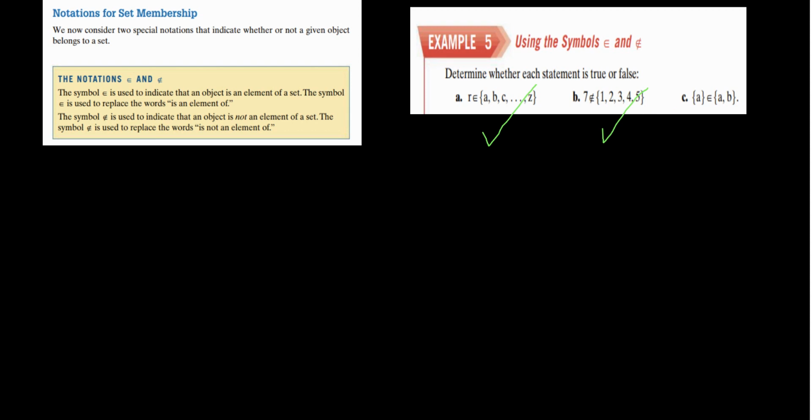C is saying the set A is an element of the set A, B. This is kind of tricky, because the set A is not in the set A, B. The element A is in there, but the set is not. Again, this has little curly braces around it, so it's saying the set A is not in there. That is true because that particular set only has the element A and the element B, but not the set. Lots of words, right?